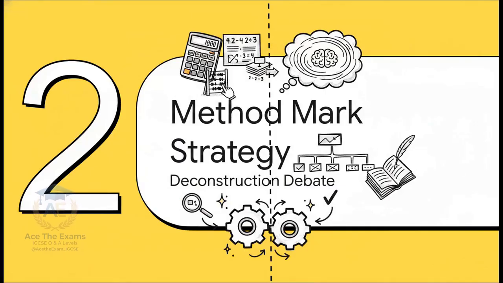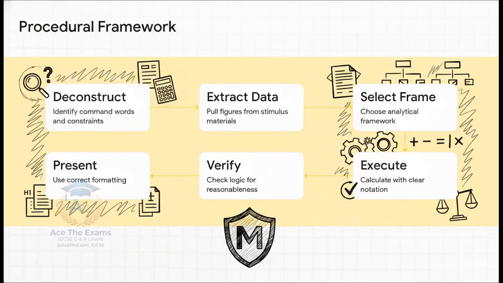Moving right along, let's get into part 2, the method mark strategy, and we're going to frame this around a deconstruction debate. I want you to imagine a deconstruction debate between 2 of our top hypothetical scholars who are sitting in a study suite right now, tackling a brutal, high-tariff 15-mark question. On one side of the table, we have Alex. Now, Alex is highly technical. He absolutely excels at extracting facts, punching numbers into the calculator, getting the math perfectly right, but he really struggles with open-ended evaluation. He hates writing essays.